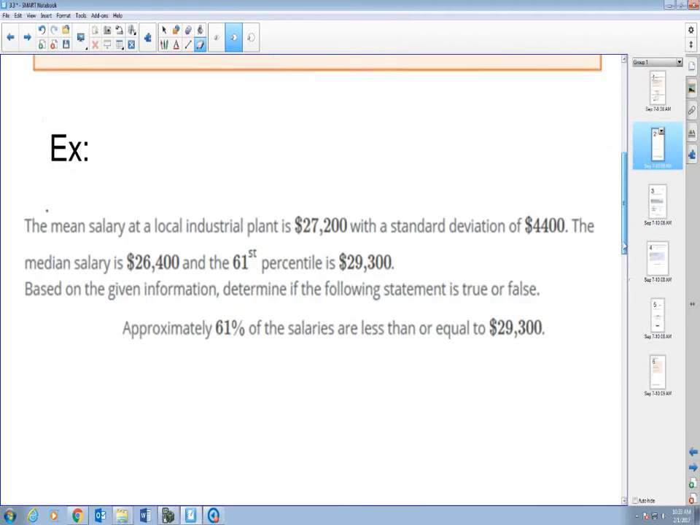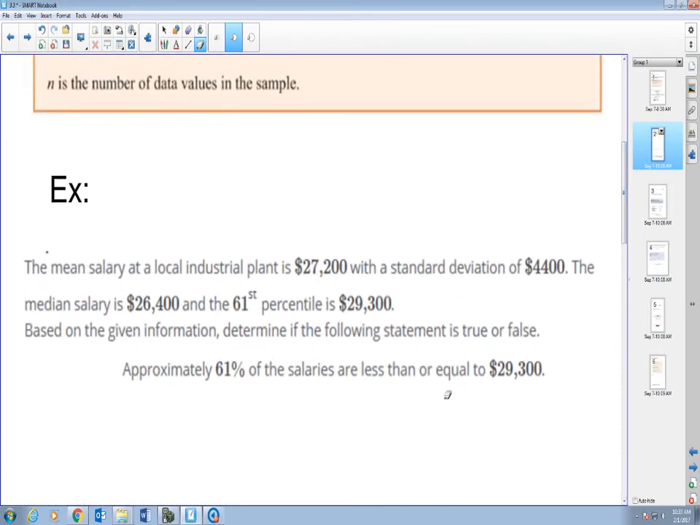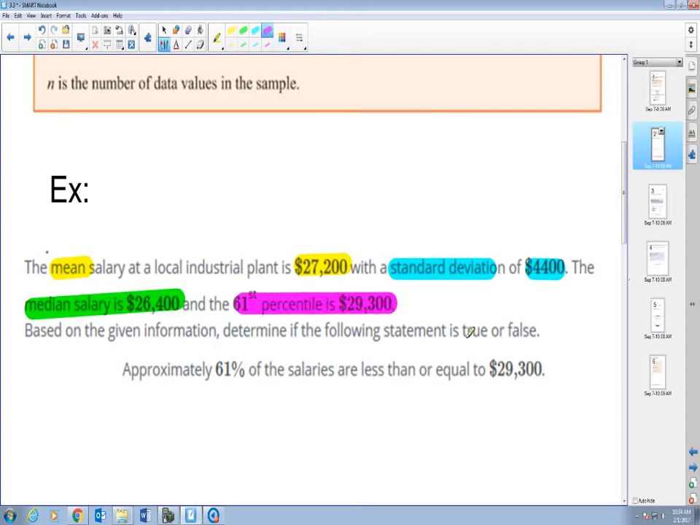Now let's try this example. This example has a lot of parts to it on the homework, so I kind of divide it up a little bit. We will do one more of these toward the end. The problem gives you all this information. We have to make sure we see all this wording. The mean salary at a local industrial plant is this much. The standard deviation is plus or minus $4,400. That means on average everybody makes about $27,000, give or take $4,400. The median salary is that, and the 61st percentile numerical value is 29,300.